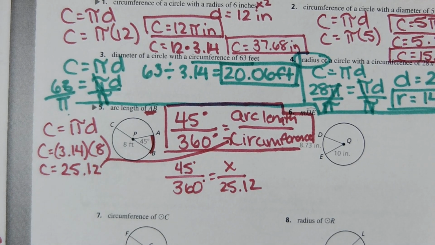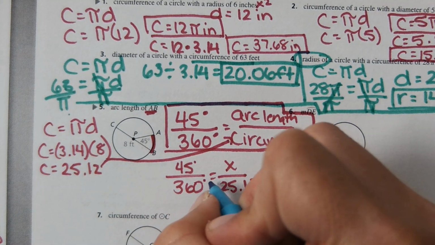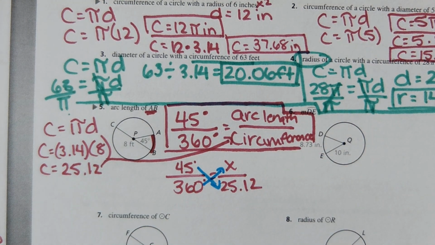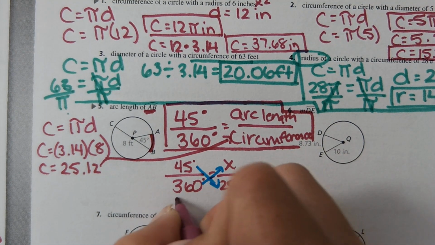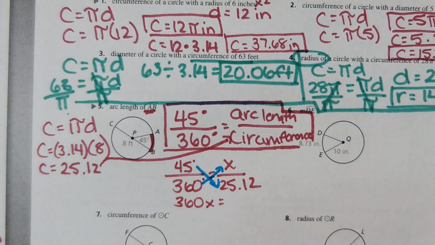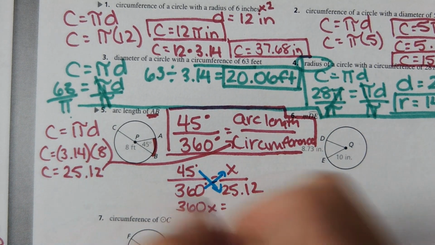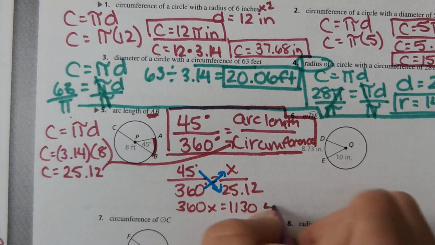And then from here, we're solving the proportion. So like cross multiply and all that. 360 times x is 360x equals 45 times 25.12, 1130.4.